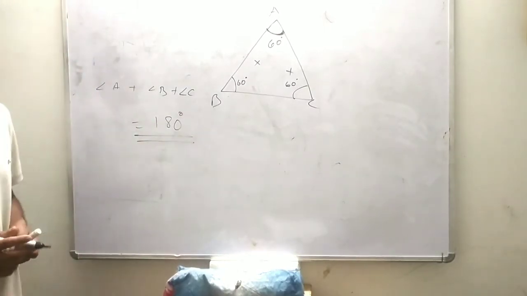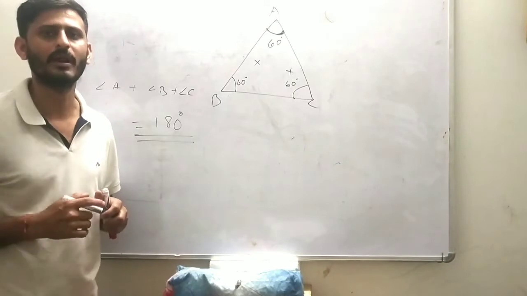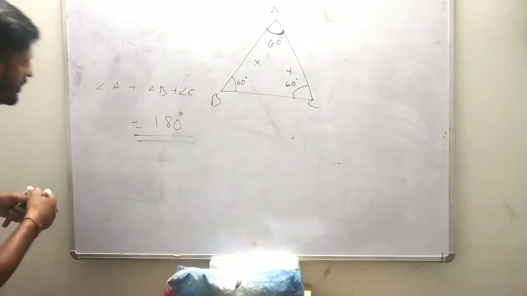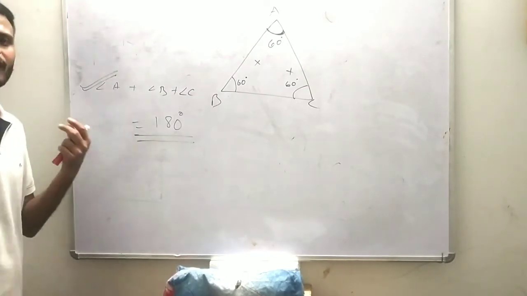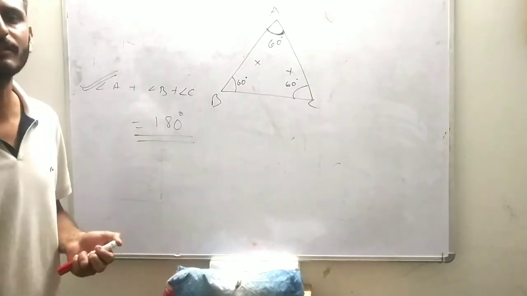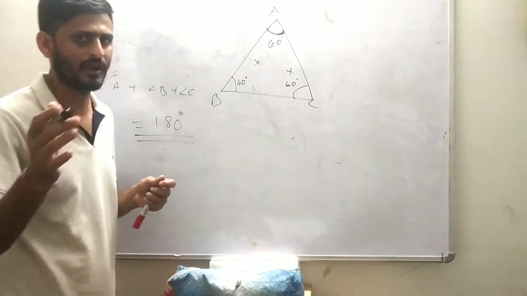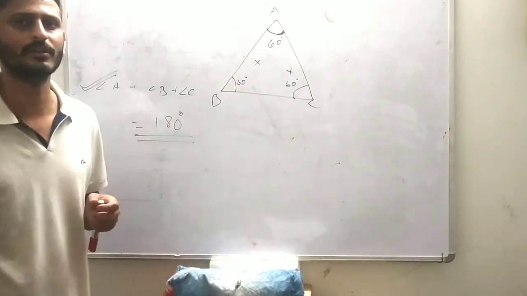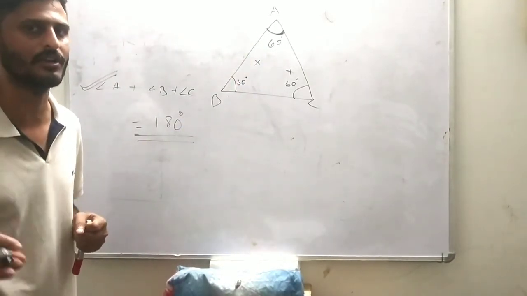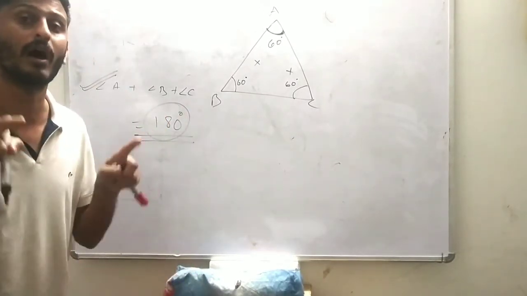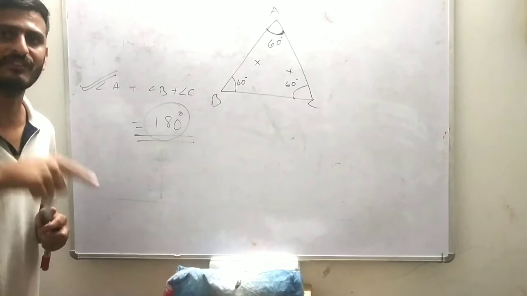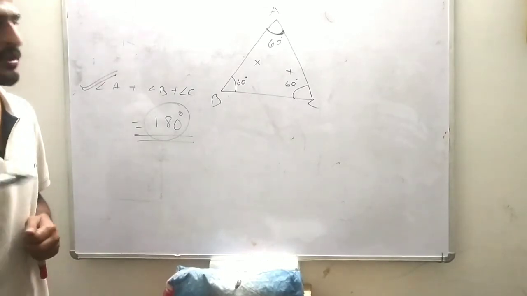This is called the angle sum property of a triangle. That means the sum of the three angles in a triangle must be equal to 180 degrees. It must be equal to 180 degrees only. It should not be less than 180 or greater than 180.